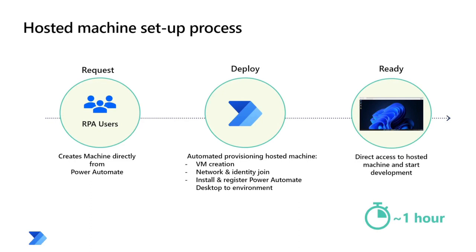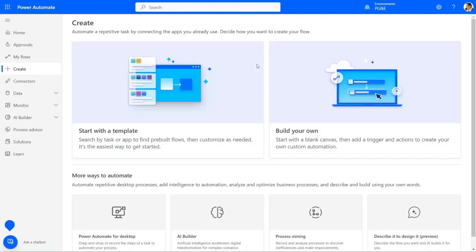I can go into the system and I can hit the button to create a machine. Then automatically, the VM is going to be created. I'm going to be able to identify the network that I want to join. The installation of Power Automate Desktop is going to take place, and I will have a VM that I can use in a matter of minutes, less than an hour, to get this stood up and running. So let's take a look at that.